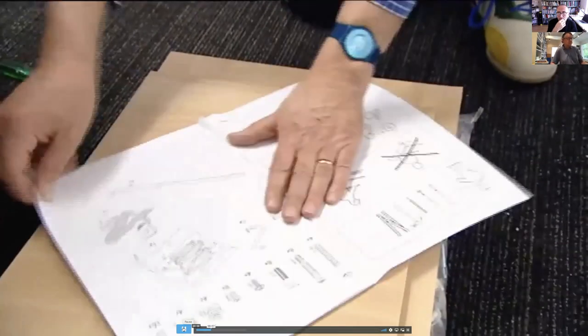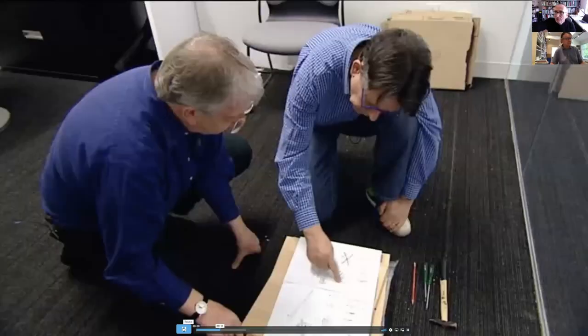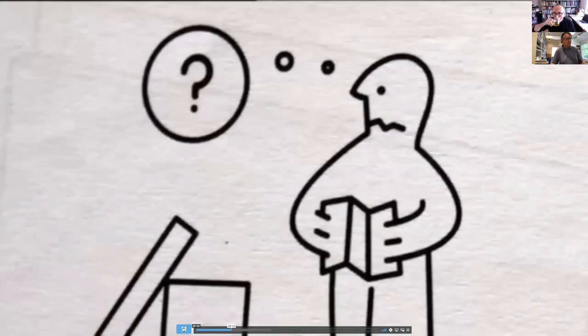This means don't put it on a hard surface. Put it on a rug. Yeah, exactly. Read the instructions. Oh, read the instructions. If you have any questions when you're reading it because you're unhappy, you call.